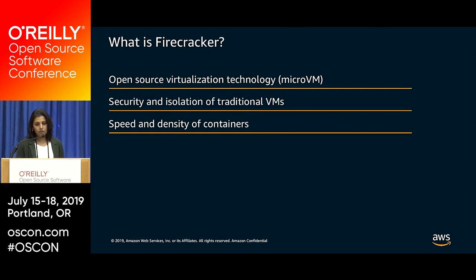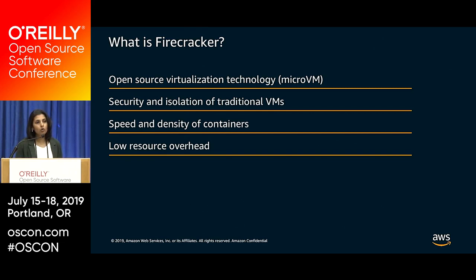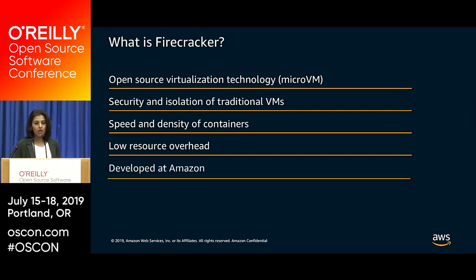Firecracker provides enhanced security and workload isolation over traditional VMs, while also enabling the speed and density of containers. It has extremely low resource overhead, which makes it suitable for running serverless computing. It was developed at Amazon Web Services to improve the customer experience of services like Lambda and Fargate.